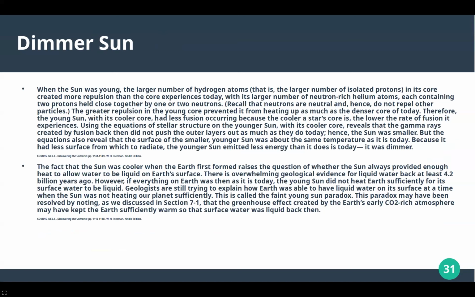Geologists are still trying to explain how Earth was able to have liquid water on its surface at a time when the sun was not heating our planet sufficiently. This is called the faint young sun paradox. The paradox may have been resolved by noting, as we discussed earlier, that the greenhouse effect created by the Earth's early CO2 atmosphere may have kept the Earth sufficiently warm so that the water was liquid even back then.